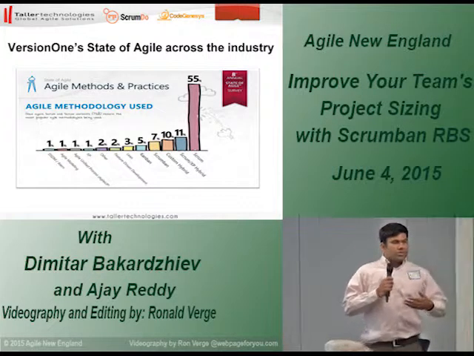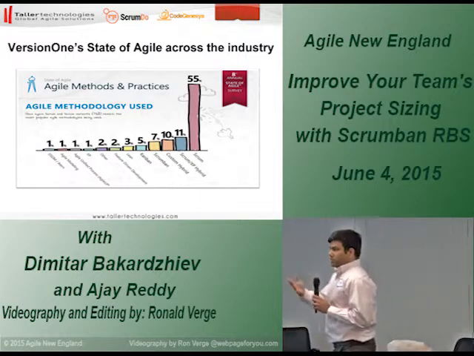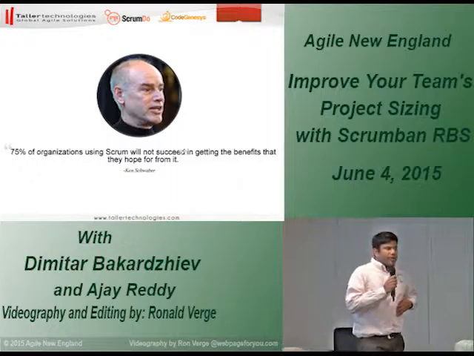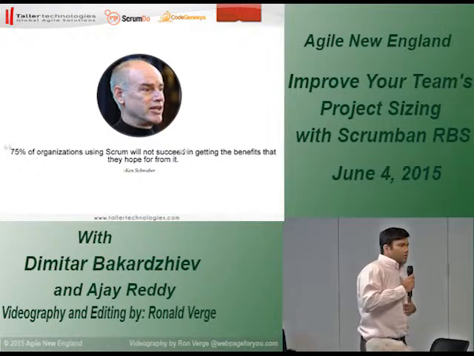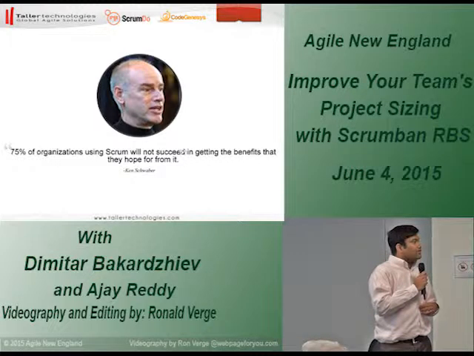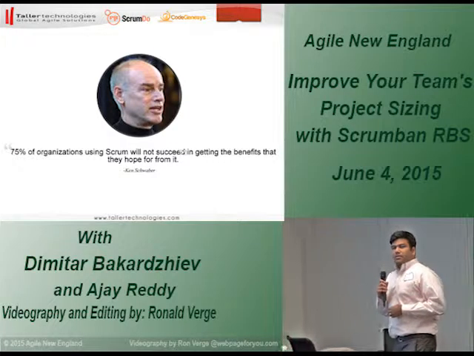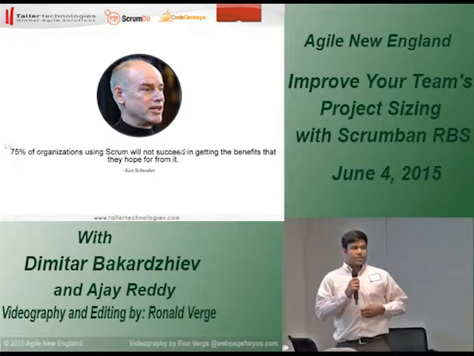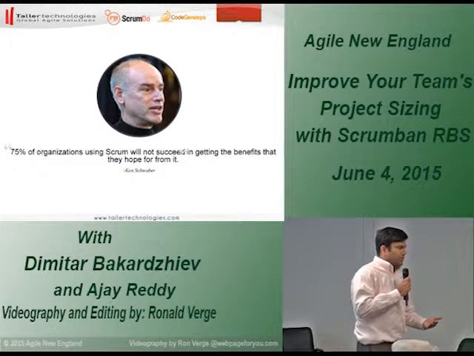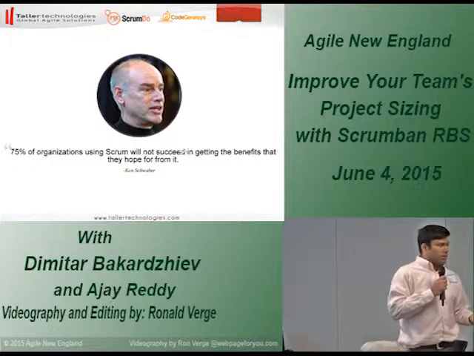What I like to show is one of the co-founders of Scrum, Ken, saying this: 75% of organizations who practice Scrum don't realize the benefits that they hope to get from it. And so, if that's the case, then what about the 75%? What is it that they're facing? What specific problems are they facing? What are they encountering? And what should we do about them?